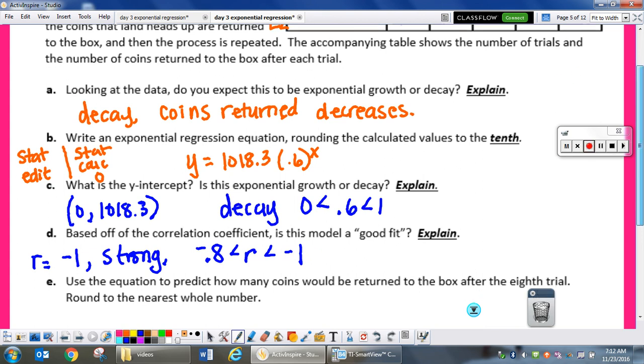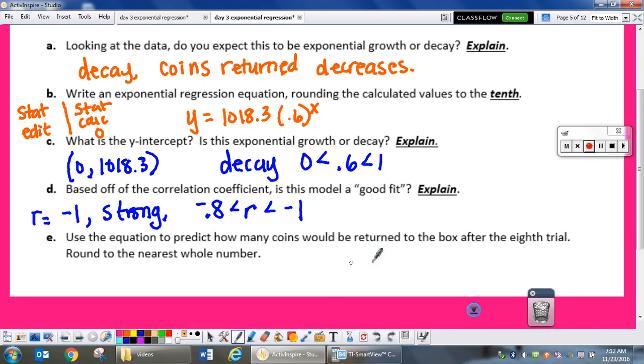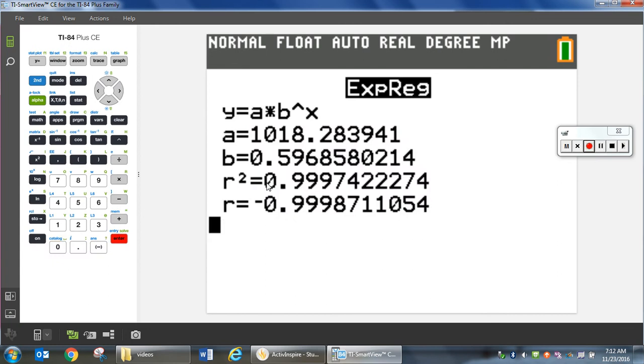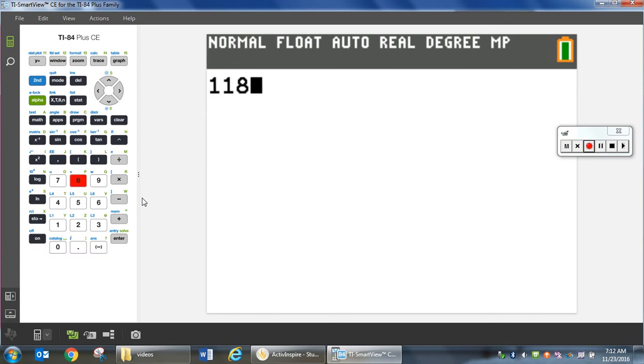Okay? So now we're going to use this equation to calculate the number of coins that would be returned to the box after the 8th trial. So all we're really going to do is substitute 8 in for x. Notice we're rounding to the nearest whole number because we can't have a half of a coin. So you're going to use your equation with the rounded numbers. And then we're going to just substitute 8 in for x. And go over to your calculator.